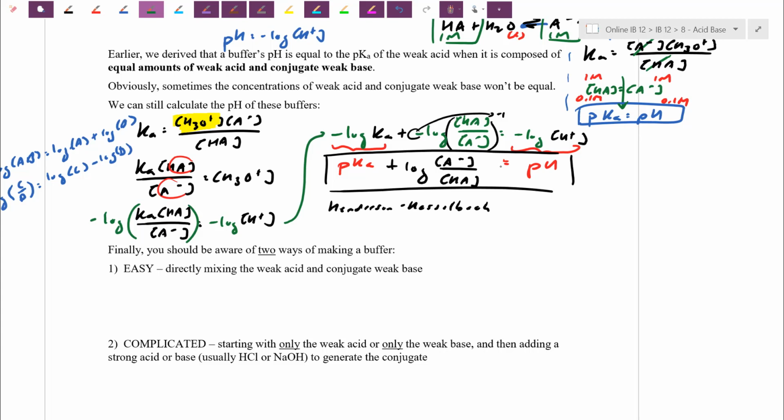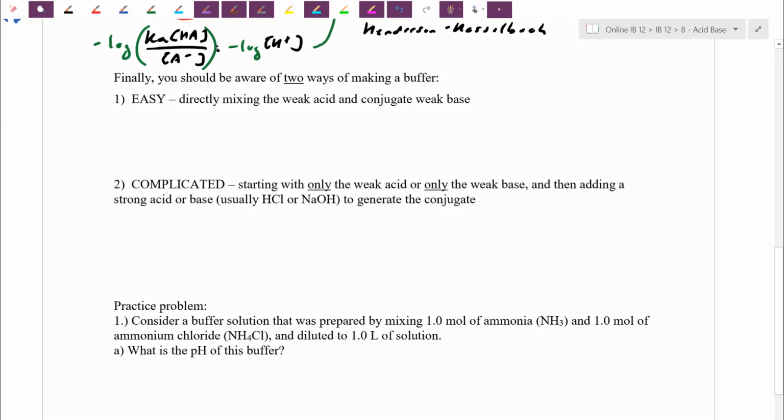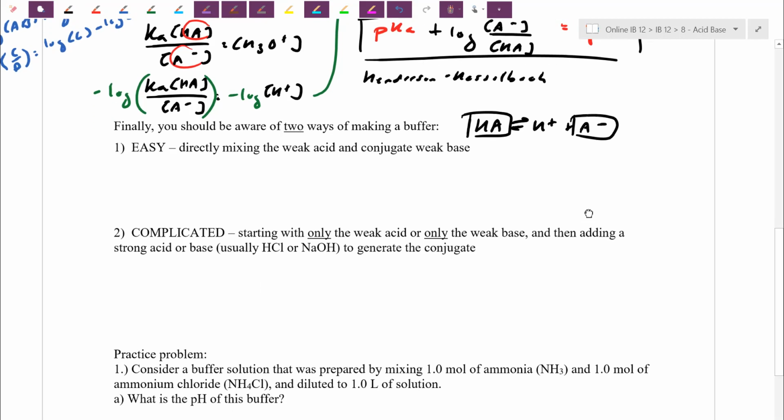Okay. So before we go through a practice question here, I want to just hint at there are actually two ways of making a buffer system. A buffer system just has to have good amounts of both the HA and the A minus, and we've just found an equation. If you know the ratio between the conjugate amounts at that particular point, I can actually figure out the pH at any point during the curve. There's two ways of doing this. The easy way is the one that we did from yesterday.